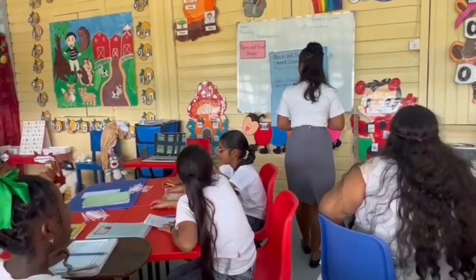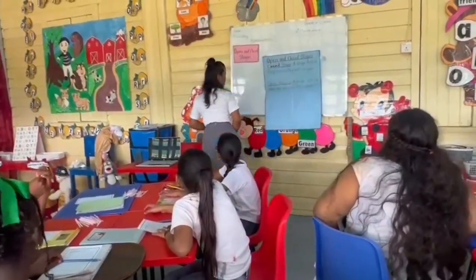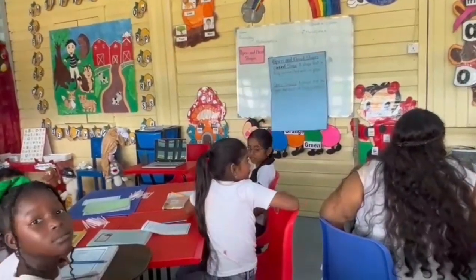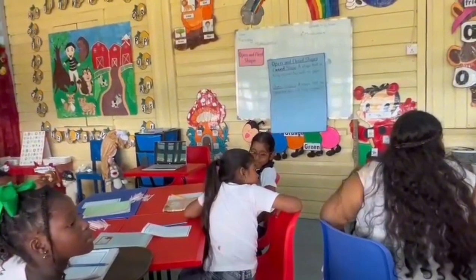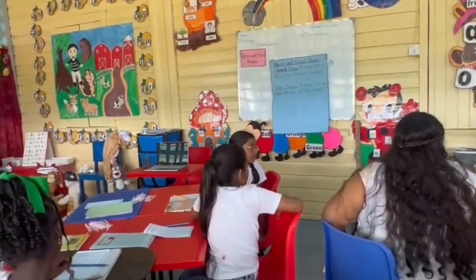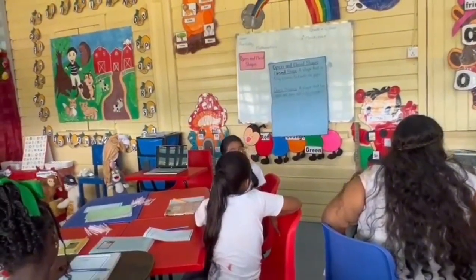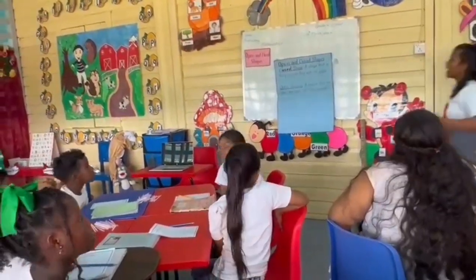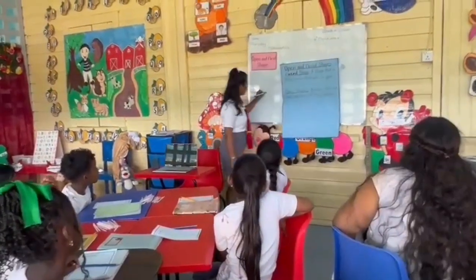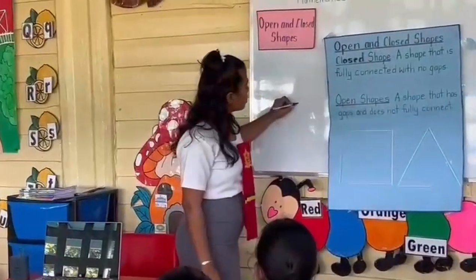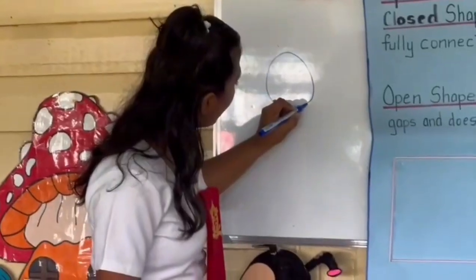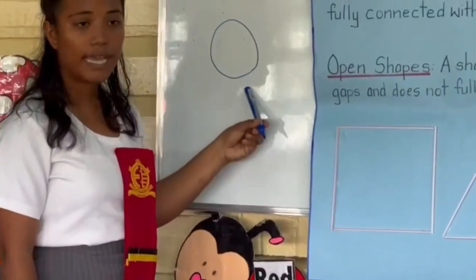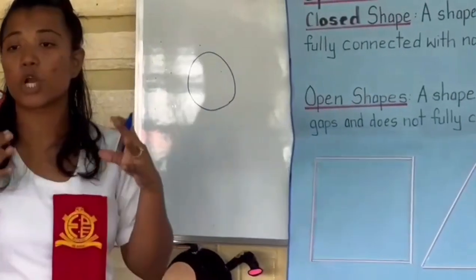Let me get a marker. One minute. Good. So we start here to draw a circle, right? So we draw the circle now. It has to connect back at the same point that you started. It has to end at the same point. Then it is enclosed and it's considered a closed shape.